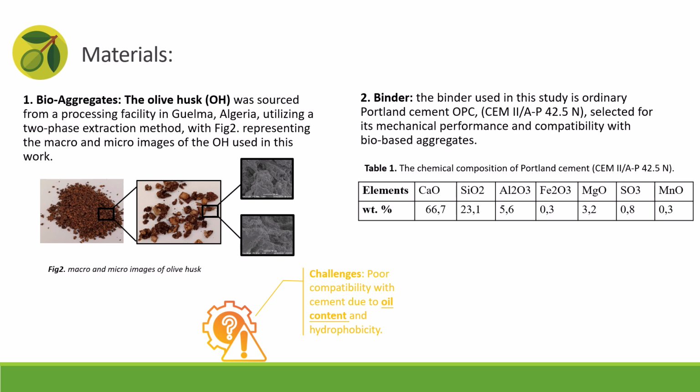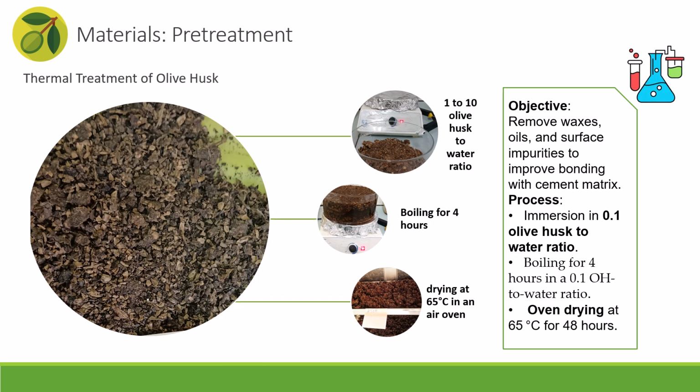The core aspect of this work is the thermal treatment, of course, applied to the olive husk. The objective was not to alter the lignocellulosic structure, but rather to selectively reduce the oil content. The process was really simple. The olive husk was immersed in water at a ratio of 1 part olive husk to 10 parts water, boiled for 4 hours, and then oven dried at 65 degrees. Untreated husk, by contrast, was used as is, and the performance of both forms was directly compared later in the study.